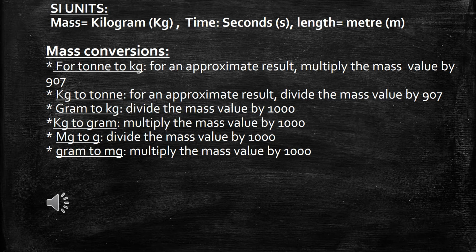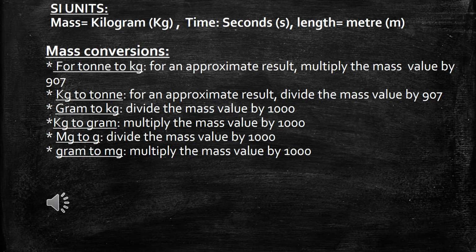Then, moving toward the next mass conversion, which is gram to kilogram. Whenever you convert any mass from gram to kilogram, you are going to divide the mass value by 1000, and when going from kilogram to gram, you are going to multiply the mass by 1000. You have to remember this divide and multiply in your mind so that you can very quickly calculate or convert the mass from one unit to another.